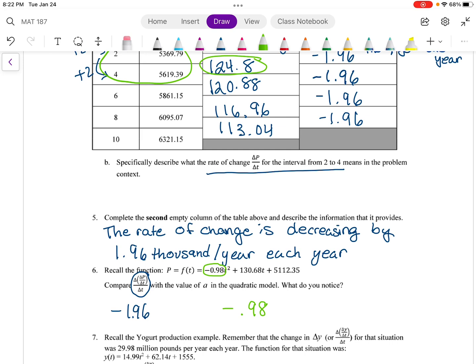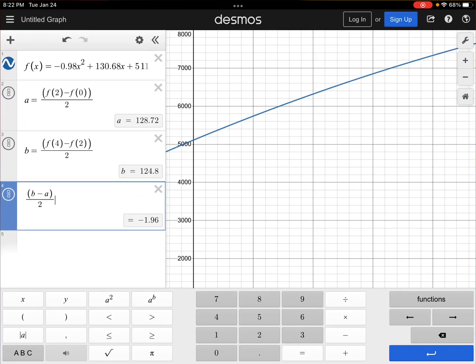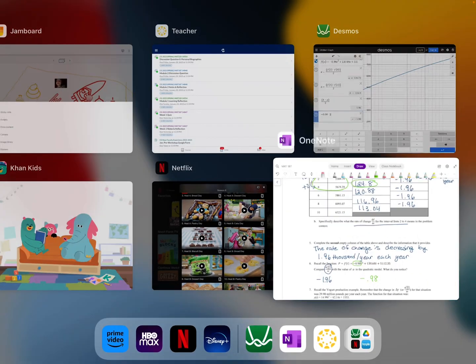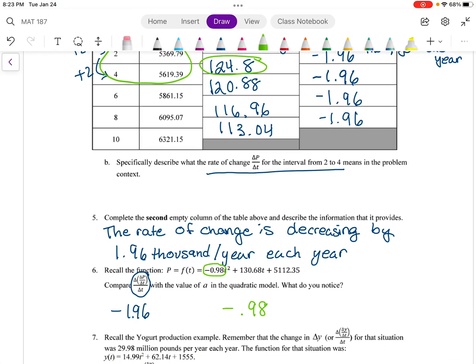So what would I get if I go back to my Desmos graph and I did negative 0.98 and times it by 2? It's the same as the number we got in that rate of the rate column. And so if I take my A value and I times it by 2, I'm going to wind up with the sort of the rate of my rate of change.